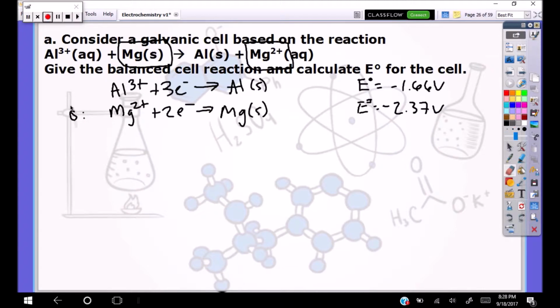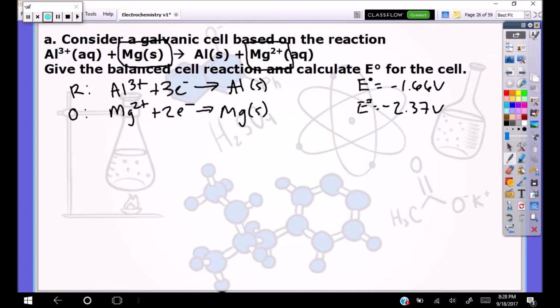That's a terrible O, I apologize. Our oxidation reaction. And if we look at aluminum, aluminum goes from 3 plus to neutral, which means it is gaining electrons. This is our reduction reaction. Okay?